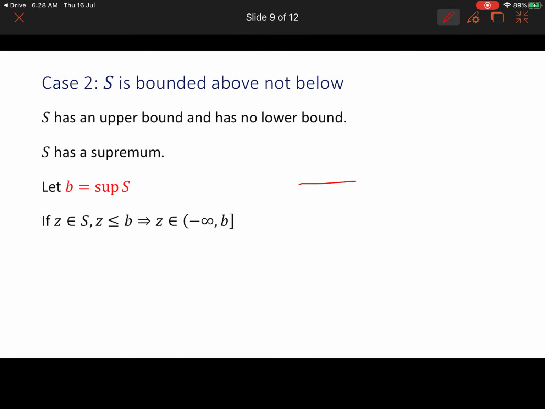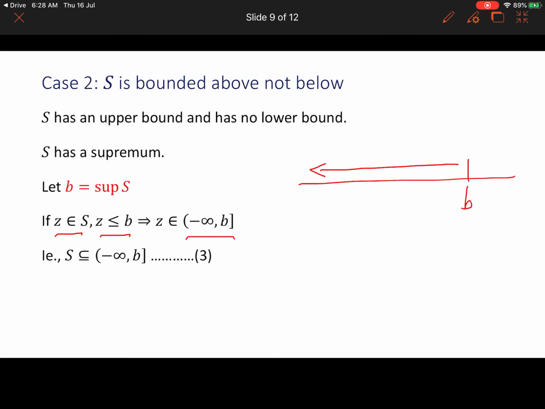Now if you take z an element of S, here B is the supremum. Supremum means it is an upper bound. So S lies to the left of B. You take any z element of S, z will be less than or equal to B. If z is less than or equal to B, it is in the interval minus infinity closed B. So you take any z element of S, it is in the interval minus infinity closed B, and it means that S is a subset of minus infinity closed B. We need this.